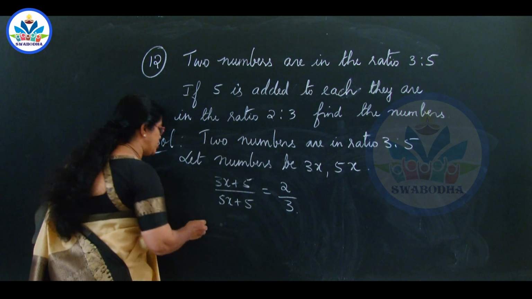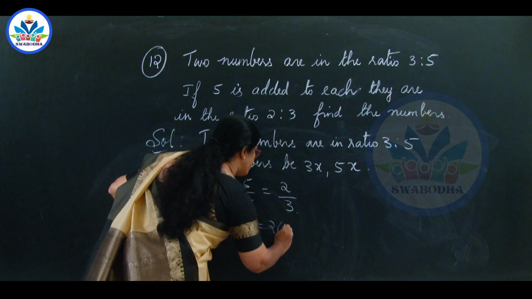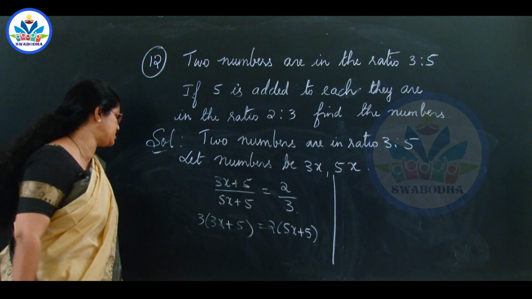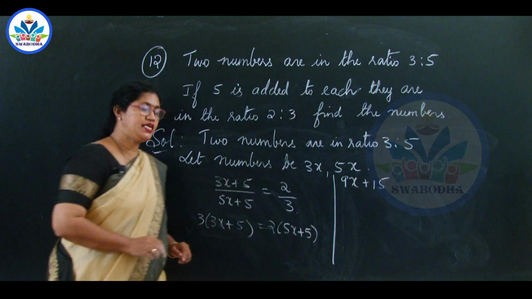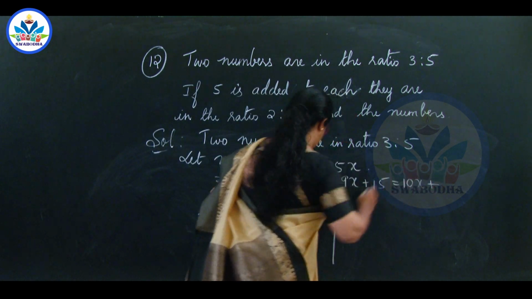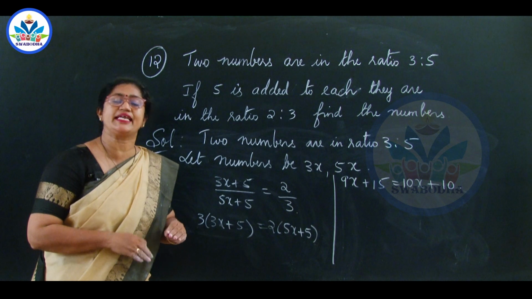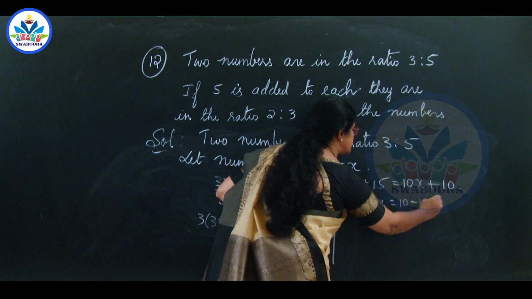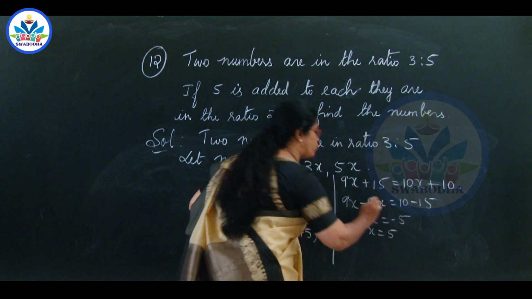Now, take the cross multiplication. 3 into (3x plus 5) equal to 2 into (5x plus 5). Let us simplify this and see what answer we will get for x. Now, just multiply: 9x plus 15 is equal to, now multiply this, 2 into 5 is 10x plus again it is 10. Get all the numbers to one side and the x terms to one side. 9x minus 10x equal to 10 minus 15. So, we get minus x is equal to minus 5, or you get x is equal to 5.